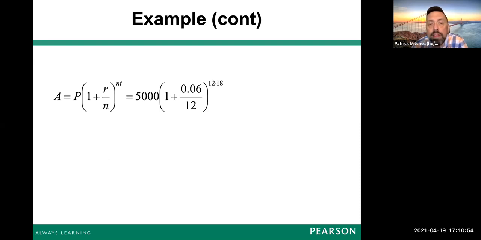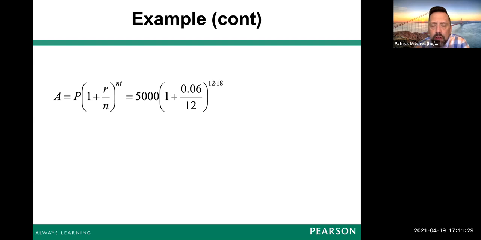Okay, so in this case, $5,000 was the amount invested. So that's P. 6% is the interest rate. Notice that you have to write it as a decimal, so it would be 0.06. If you forget to write it as a decimal, you will usually get a really crazy answer. All right, so that'll tell you that something's wrong. N is 12 because we're compounding interest monthly. So that means 12 times a year.